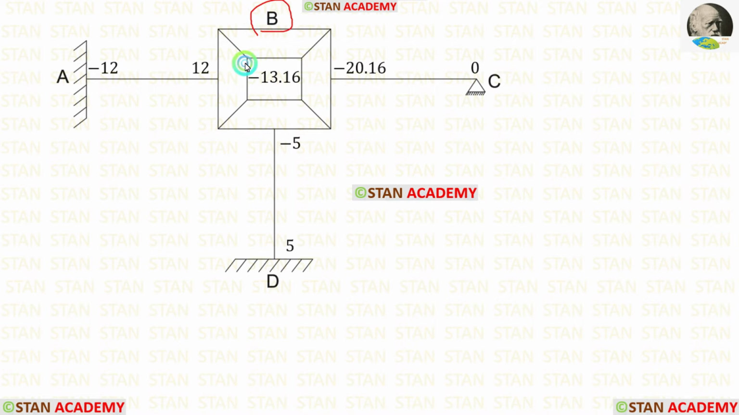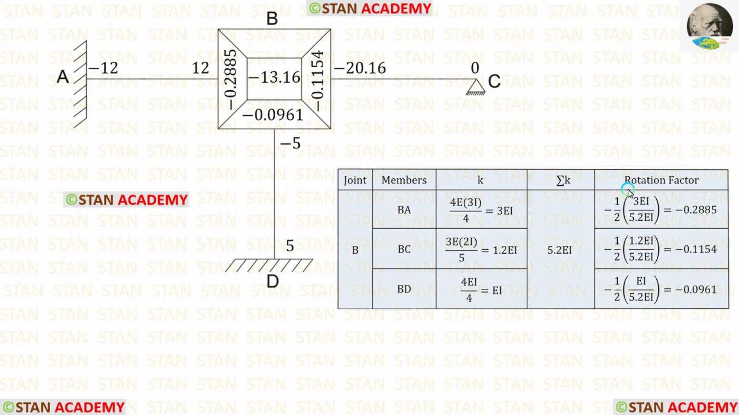In the joint B, we have three fixed end moments, 12, minus 20.16 and minus 5. We have to add these three fixed end moments. When we add, we will get minus 13.16. Now let us enter the rotation factor values. For BA, the rotation factor value is minus 0.2885. For BC, it is minus 0.1154. For BD, it is minus 0.0961.